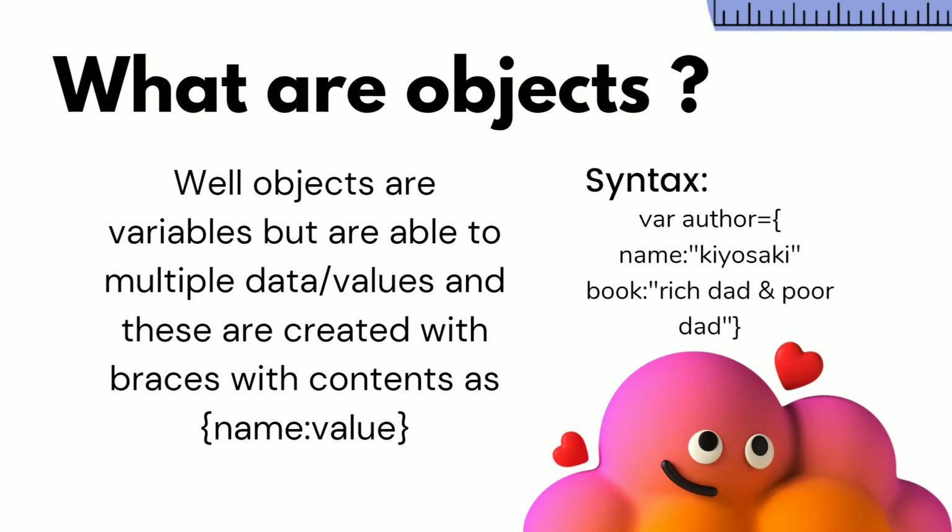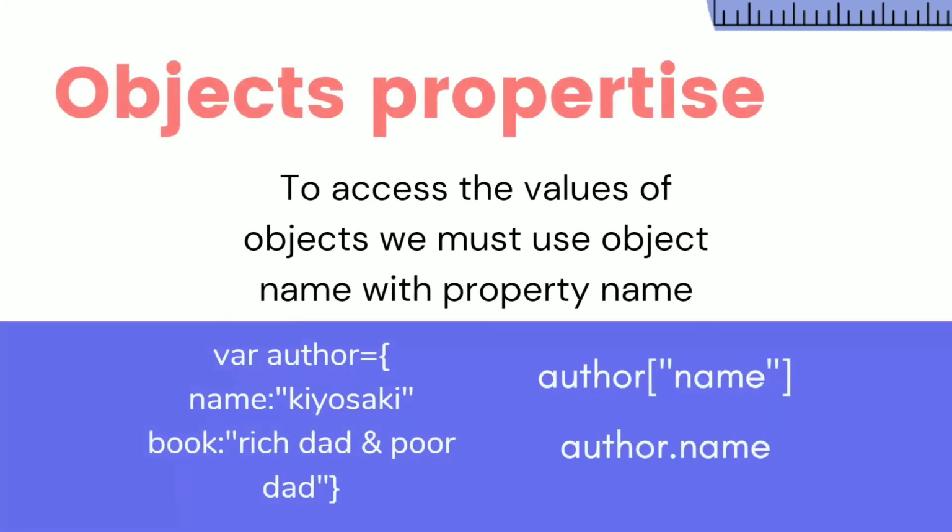Here the object name is author, the name is Kiyosaki and the book is Rich Dad Poor Dad. We have created an object successfully, but how can we access those properties? To access those properties, we have two methods: using square brackets or using the dot. First of all, here I have taken an example. We have a variable author, with his name Kiyosaki and his book Rich Dad Poor Dad.